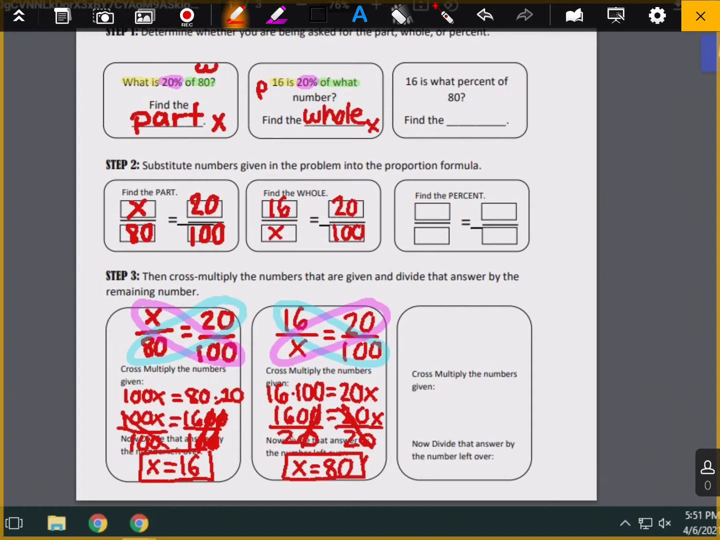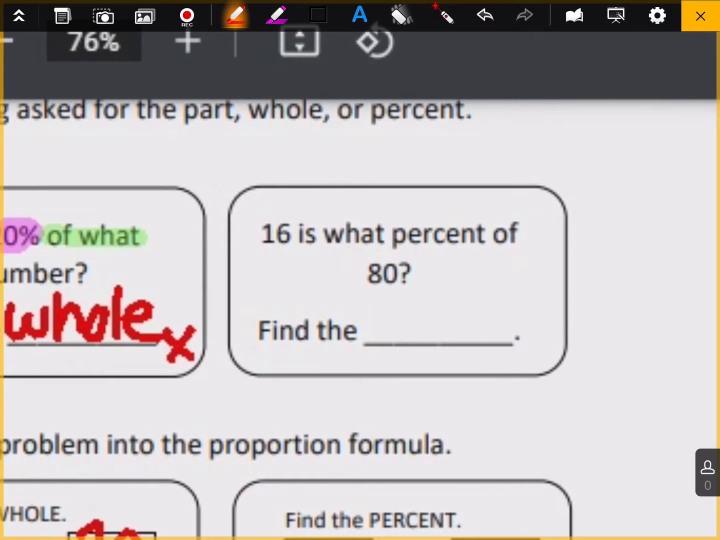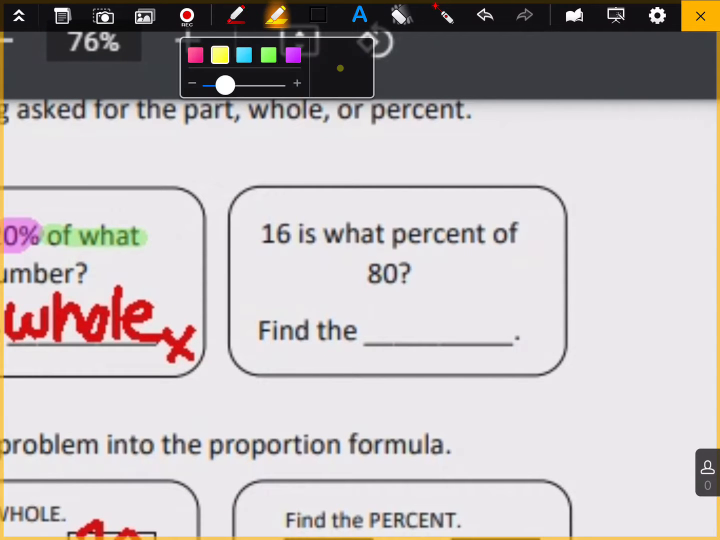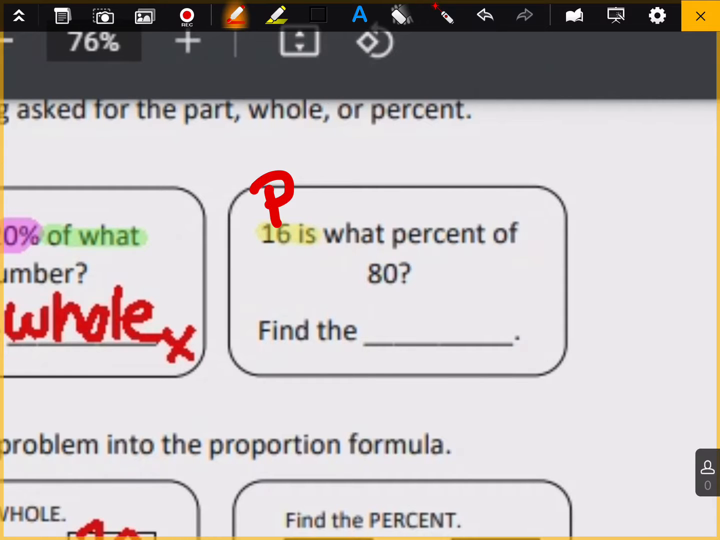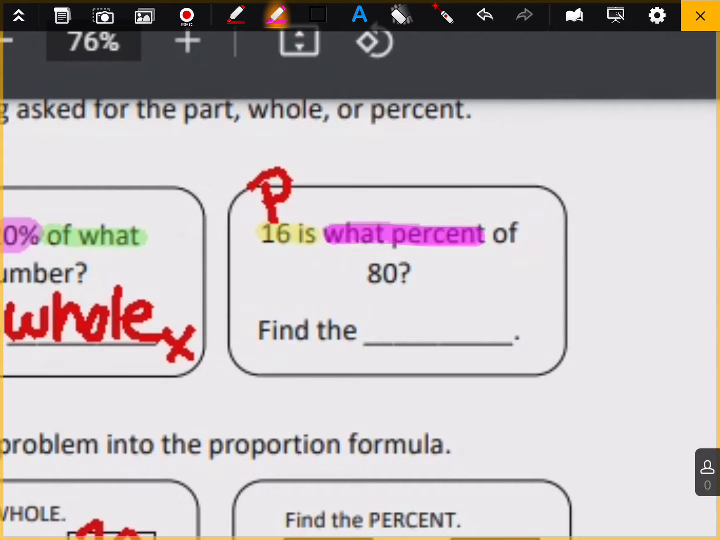We have one question or example left, and we're going to go through all of those steps again. So we're going to go up here and find our keywords. So we have the word is. I see that one, and it is with 16. So 16 is, that means that that is my part. What percent? So the word what tells me that that's what I'm looking for, and it's saying percent of 80. So of means that is our whole.